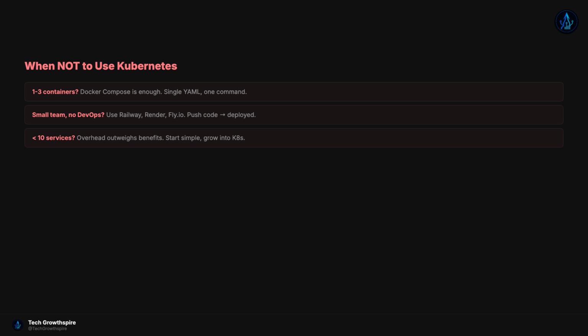The overhead is real and significant. Steep learning curve. Complex networking. Mountains of YAML files. You need monitoring with Prometheus and Grafana. Centralized logging. Alerting infrastructure. RBAC security. Pod security policies. Resource quotas.